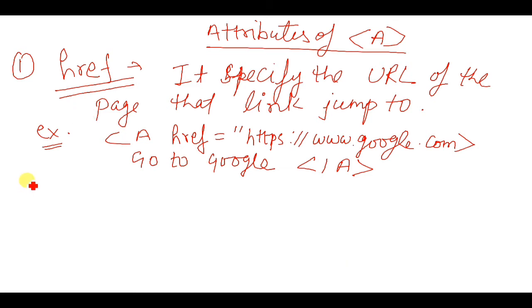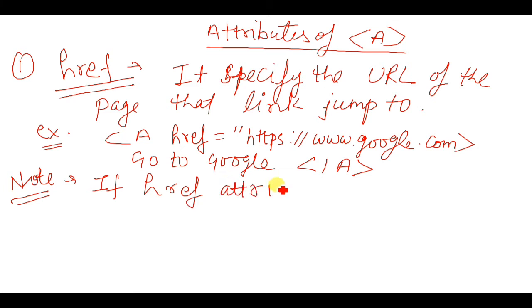So to specify the URL is very important, student, because when we click upon the highlighted content, if the URL is not specified, it cannot jump to the web page or document. So it is hypertext reference, and this attribute tells where we want to go on the web.